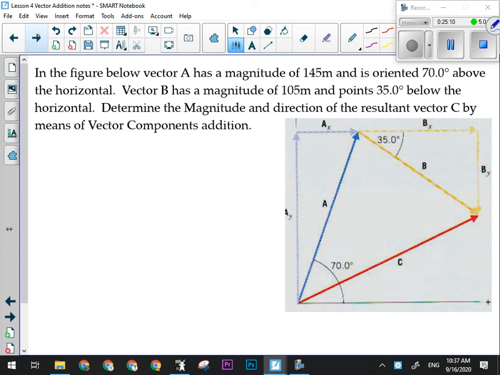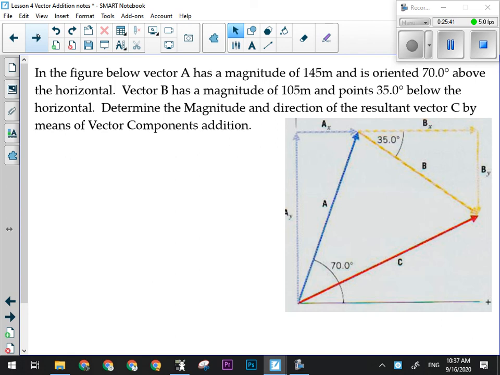So this is going to be our first example. In this one, we've got two vectors, A and B. A is 145 meters, and it is 70 degrees above the horizontal. B is 105 meters and is 35 degrees below the horizontal. We want to find the magnitude and the direction of C using vector components.